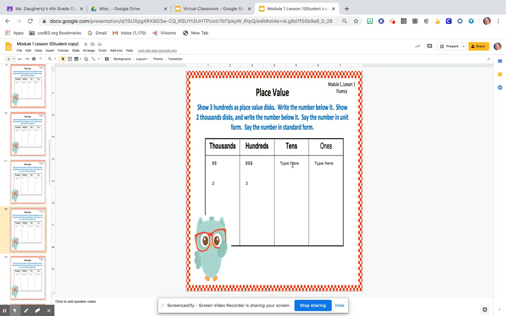Okay, so I don't have any tens, so I hope we remember that if I don't have anything, I still have to hold the place value, and I say 0. I don't have any of those. And I didn't have any ones. So same thing with ones. I need to hold the place value and enter a 0. So when I say it in unit form, I say I have 2 thousands and 3 hundreds. When I say the number in standard form, I look at the number and I say I have 2,300. $2,300. 2,300 cookies. 2,300 pencils. Okay?